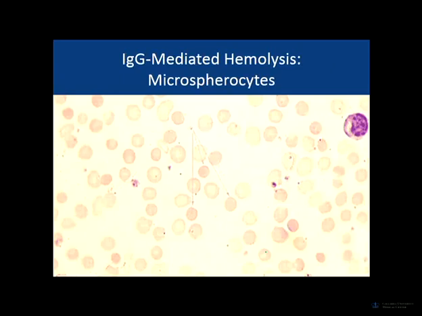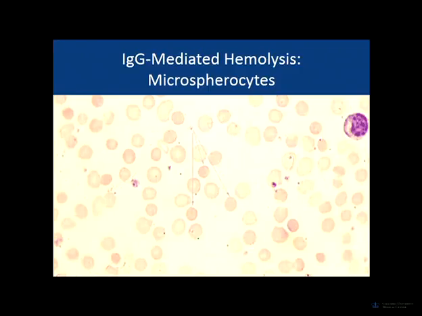And these are microspherocytes right here. These normal cells have central pallor. These do not. And that's how you can tell the difference. And they're smaller because the macrophage has taken a bite out of them.